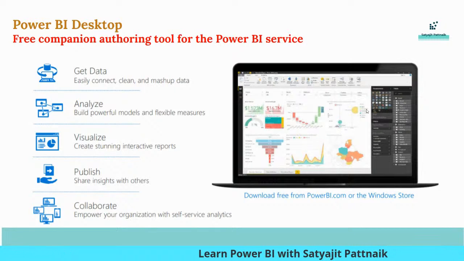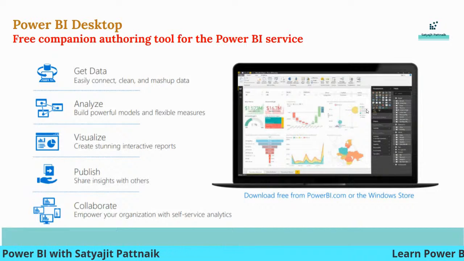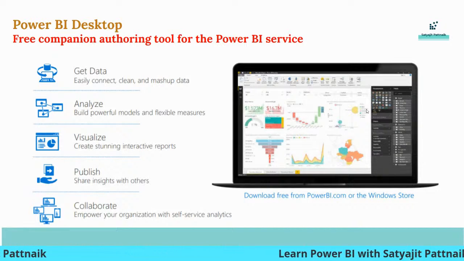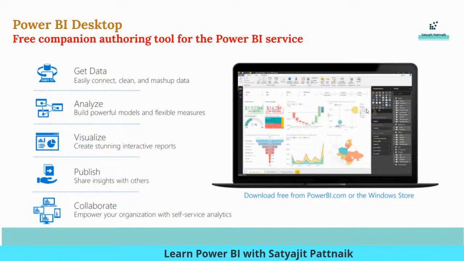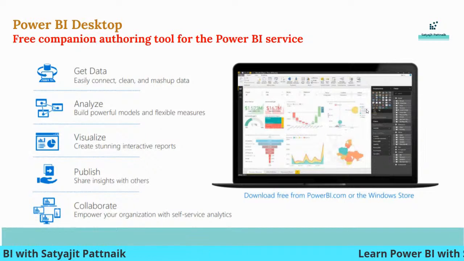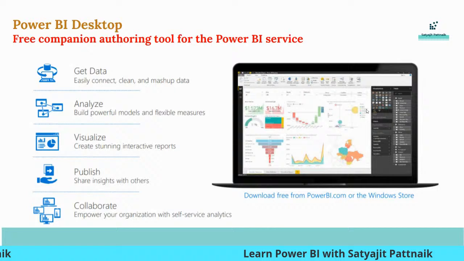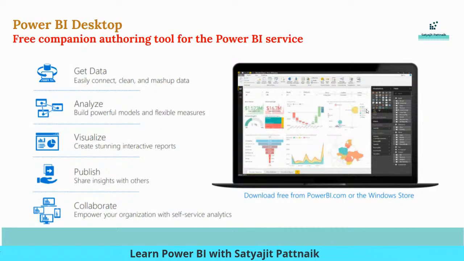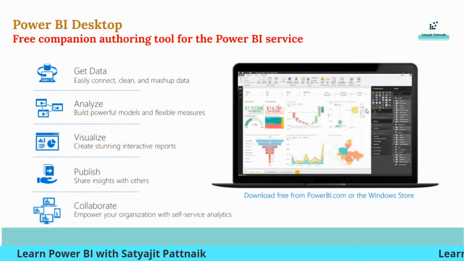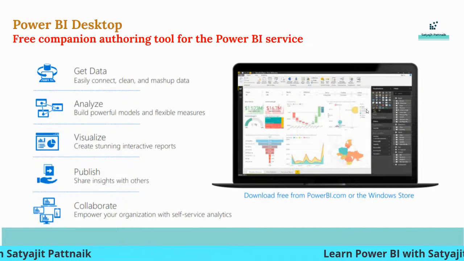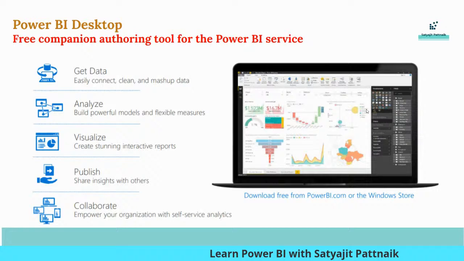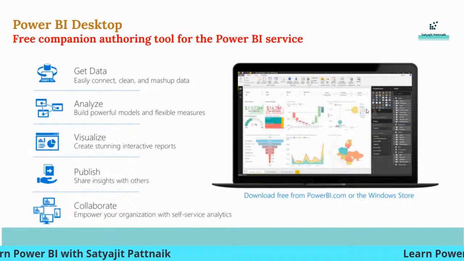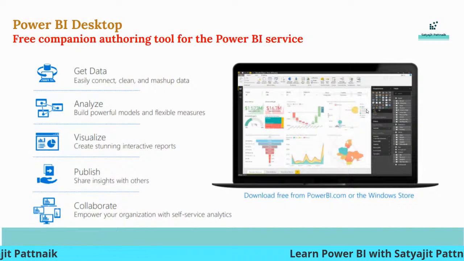Now, these are the 5 important points you have to remember in terms of Power BI. Power BI Desktop is a free companion authoring tool for the Power BI service. It has 5 different functionalities. Majorly, one is get data, which basically means what your data source is. I will show you the practicals as well. From get data, we'll have to get the data. Your data source can be an Oracle database, a MySQL database, Azure data warehouse, or flat files, anything. There are more than 85 data sources currently accepted in Power BI.